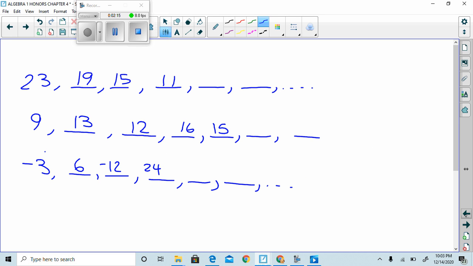Here's a few more for you to try. How do you get from one term to the other? Is there a common difference, or is there something multiplied, or maybe there's an alternating pattern? Try these 3 and we'll share the results in class.